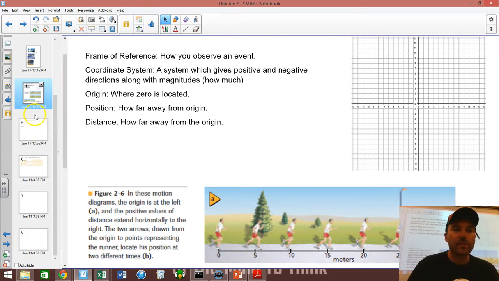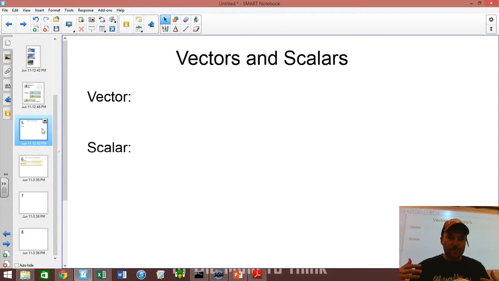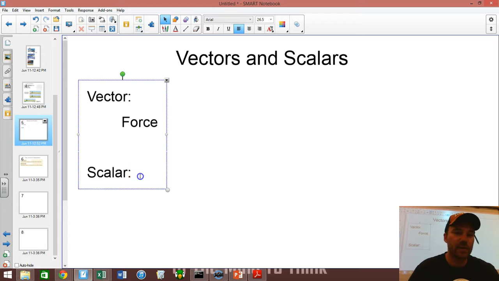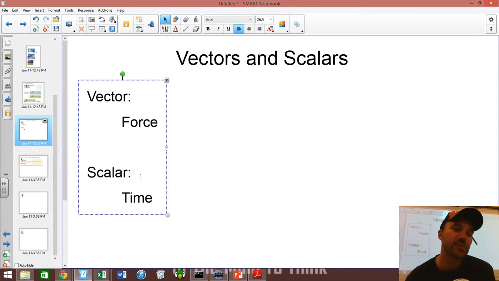Let's talk a little bit about what are called vectors and scalars. In science, well, in physics specifically, there are two fundamentally different types of measurements. I'll give you an instance. For instance, force is one type. 5 pounds, 20 pounds, 100 pounds, 200 pounds, or what's another? Time. There's a fundamental difference between these two.